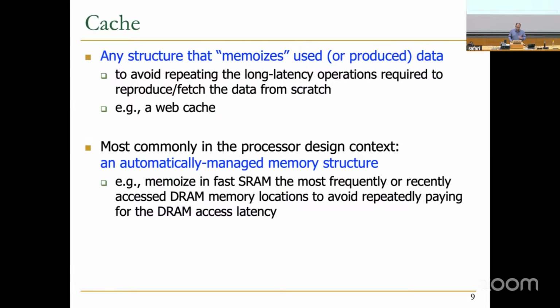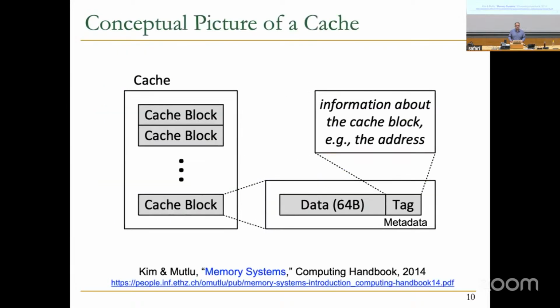So the example in our processor architecture is that we want to memorize in fast SRAM the most frequently or recently accessed DRAM memory locations to avoid repeatedly paying for the DRAM access latency. And that's essentially what we are talking about for the hardware cache.